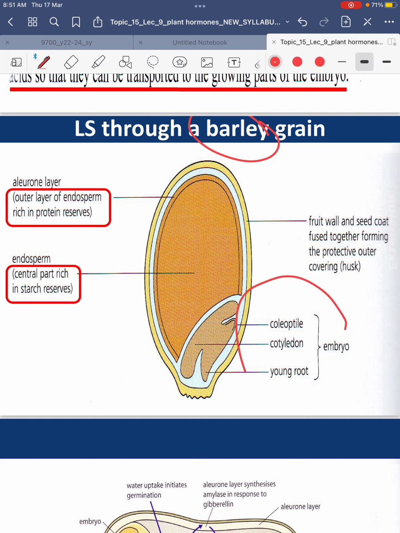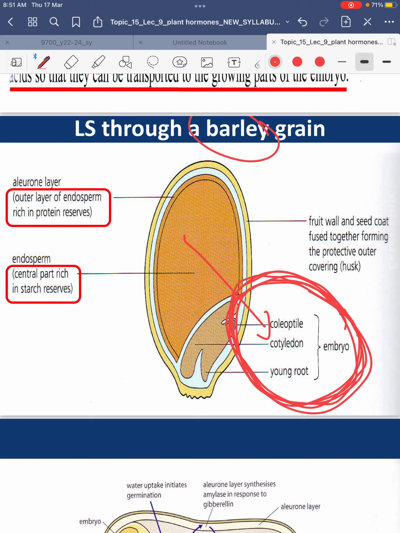So the embryo is the most important part. The embryo is the one that will grow into an individual plant, and this embryo is the one that is going to receive the nutrients from the endosperm, as well as from the aleurone layer, which is proteins.